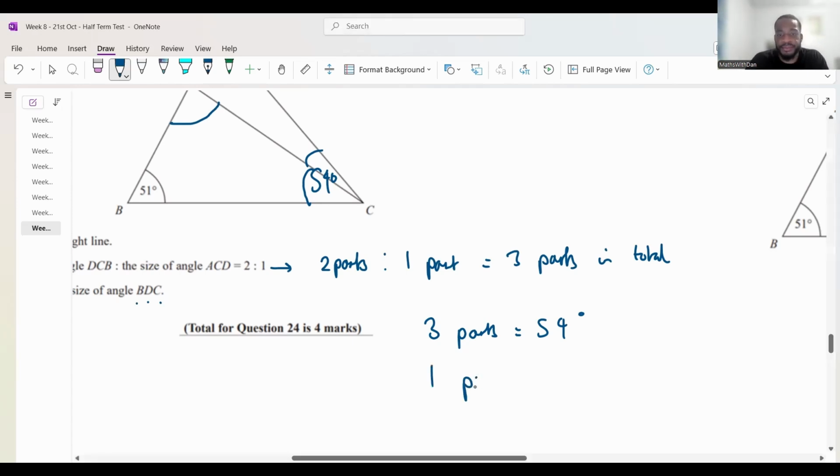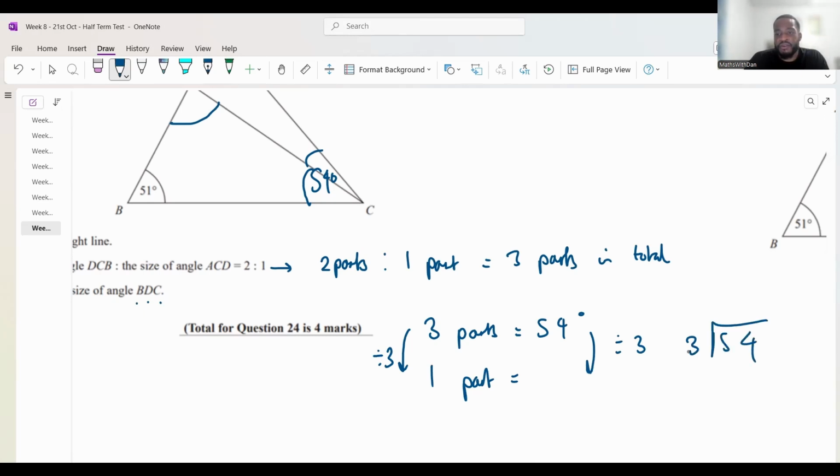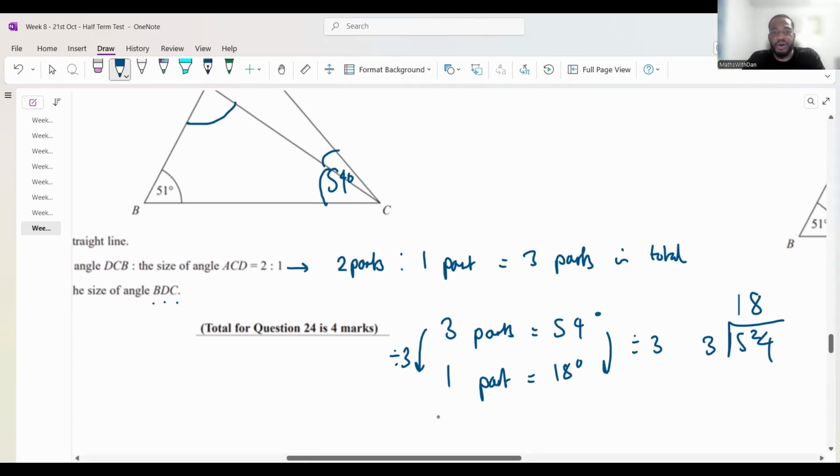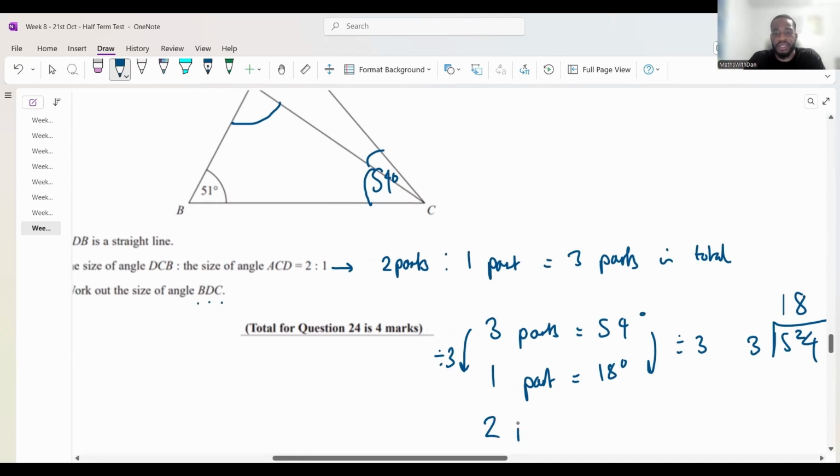One part, we're going to just divide by three, isn't it? So it's going to be 54 divided by three. Three goes into five one time with a remainder of two. Three goes into 24 eight times. So it's 18 degrees. Do you guys agree? And then that would mean, because we're splitting it two parts and one part, that we can figure out what two parts is just by doubling 18, which is 36.